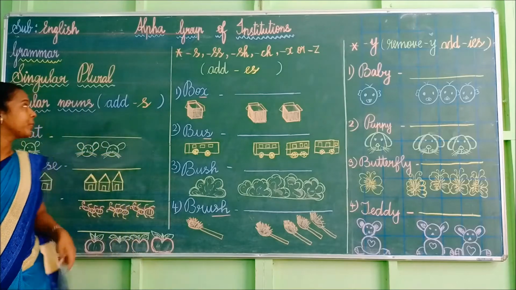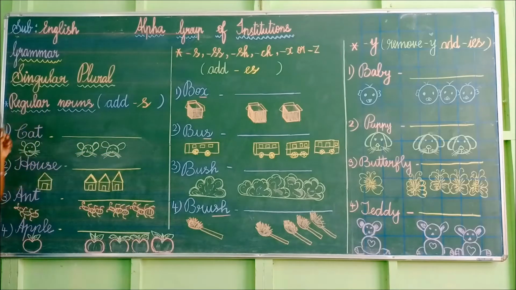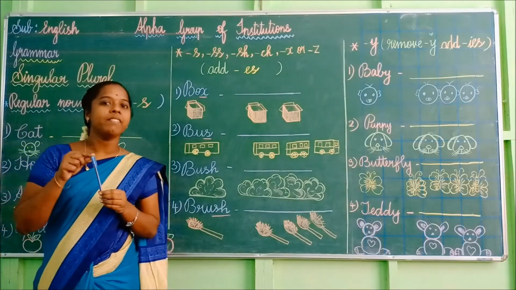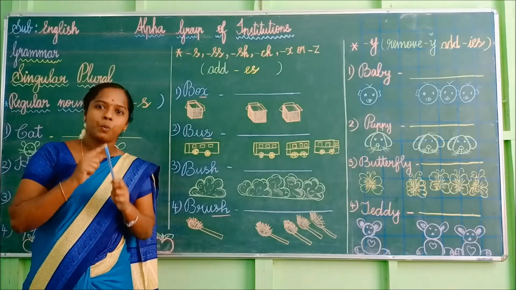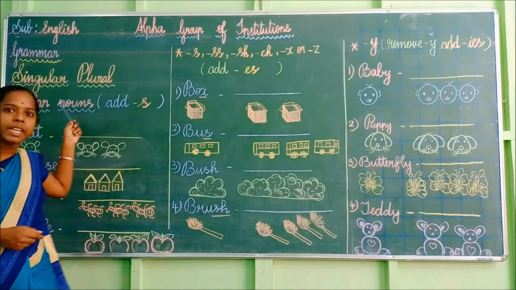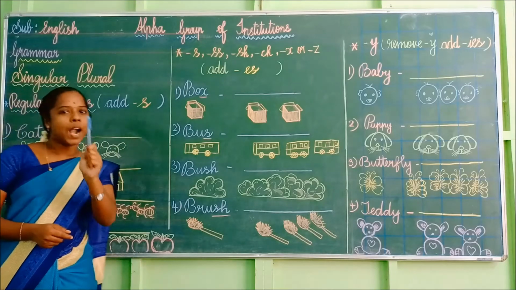Today I am going to teach grammar. In this class, we are going to learn singular and plural. Now tell me, how many pens do I have? I have only one pen. So singular means only one. Singular means only one thing.